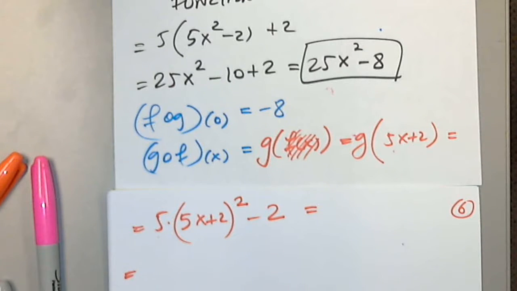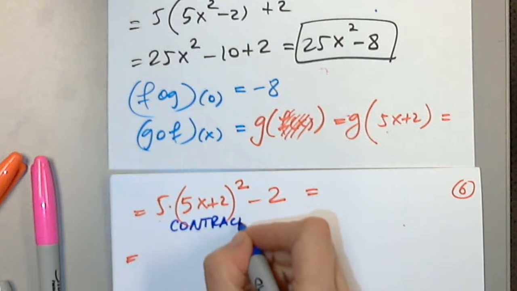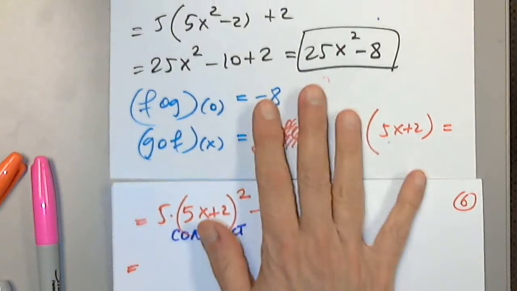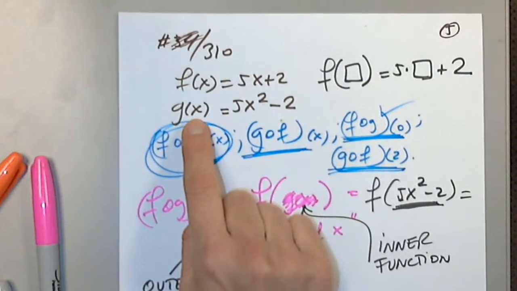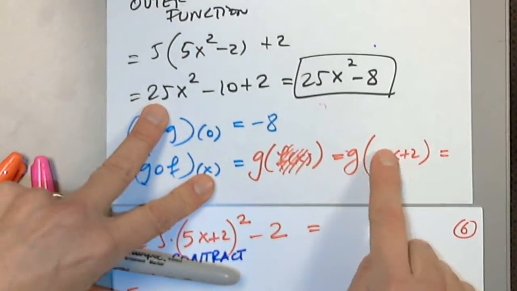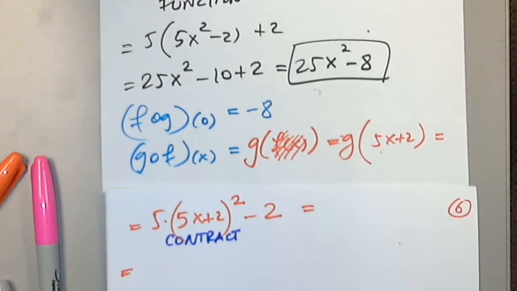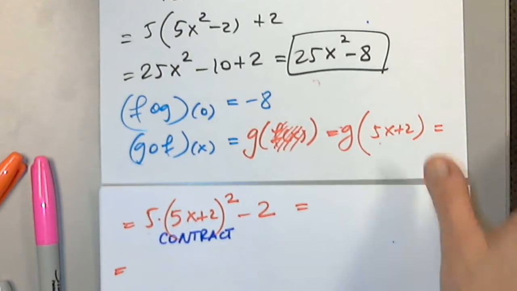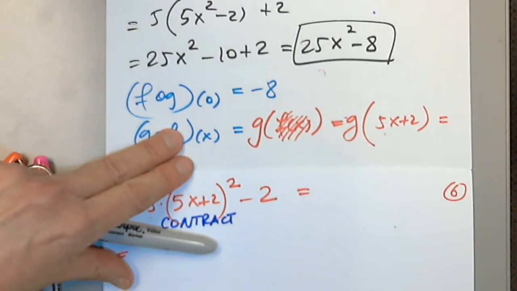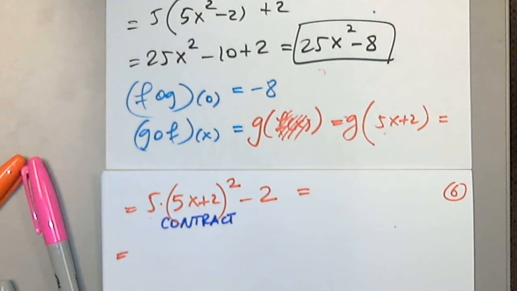So I'm going to write it down so there are no surprises. This is our contract. G of whatever is 5 times whatever squared minus 2. We get the 2 in the 5x plus 2. This is function f, 5x plus 2. Minus 2. Are we okay? That's where you got that from. Yes? Okay, so we have a contract.